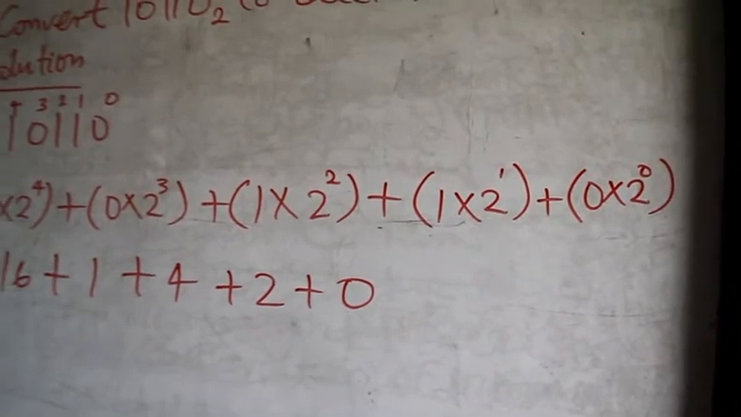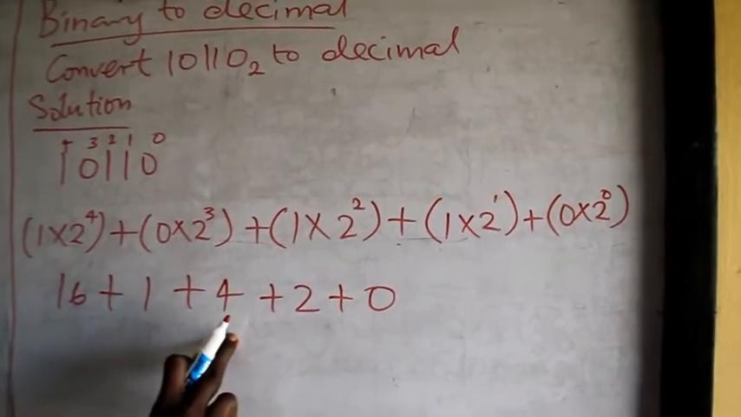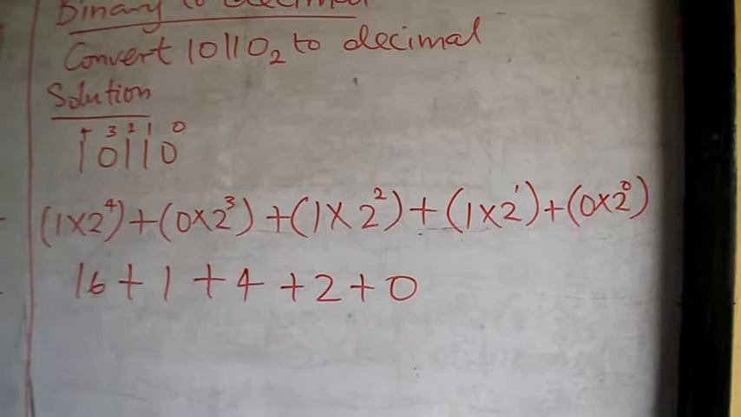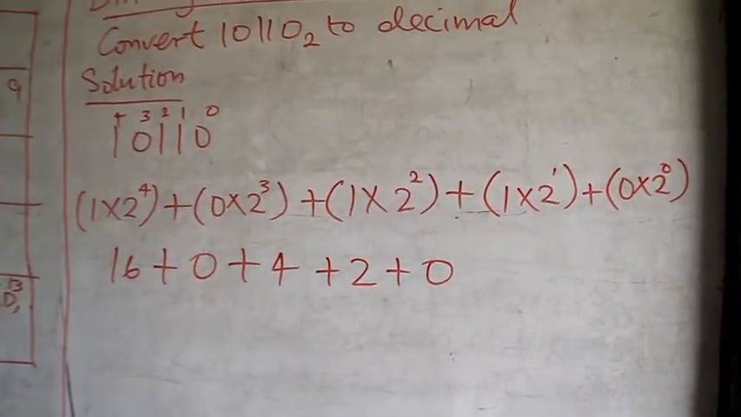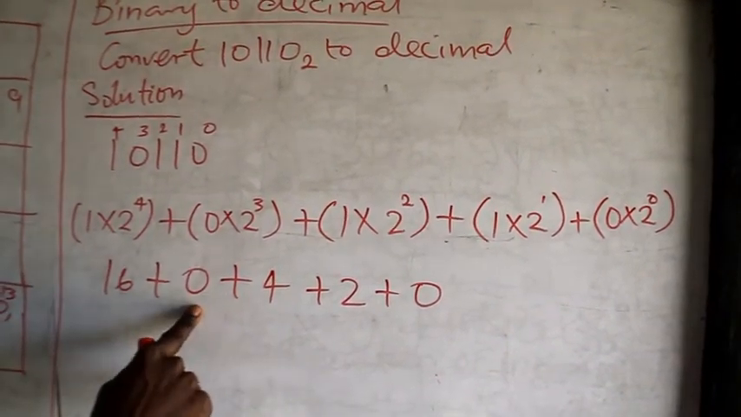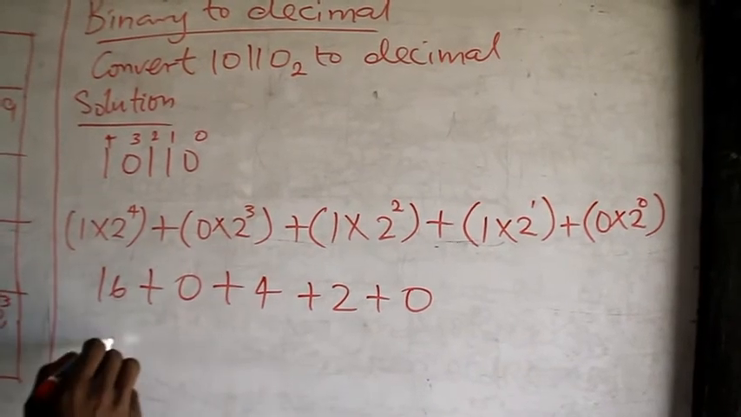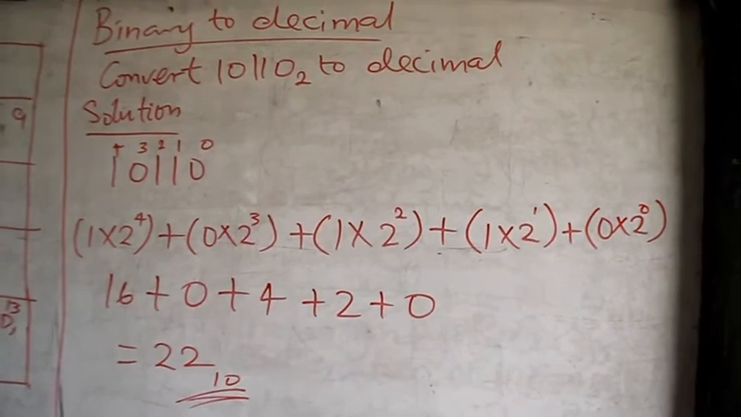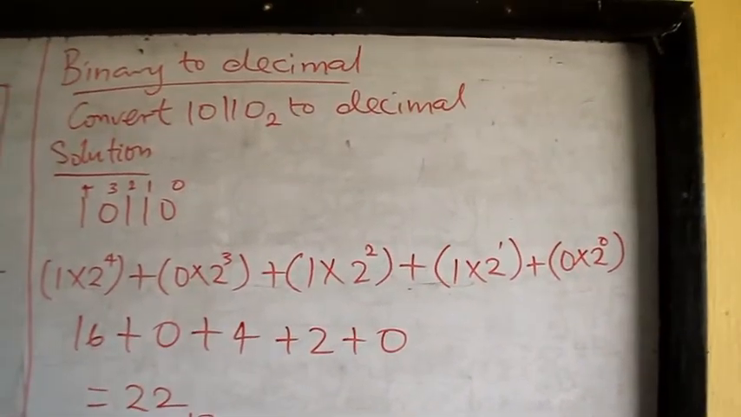So we're going to add them together. 2 raised to power 3, that is 8 times 0, and anything times 0 is 0. So we have 16 plus 0, which is 16, plus 4, which is 20, then plus 2, which is 22. Then our answer is 22 base 10. So that is how we convert from binary to decimal.